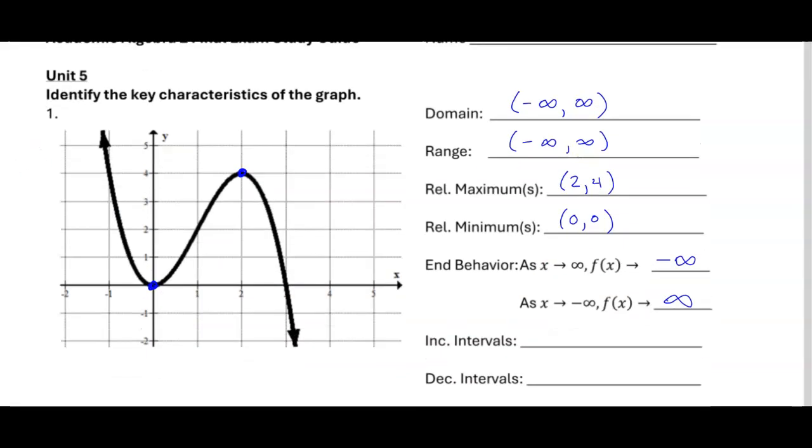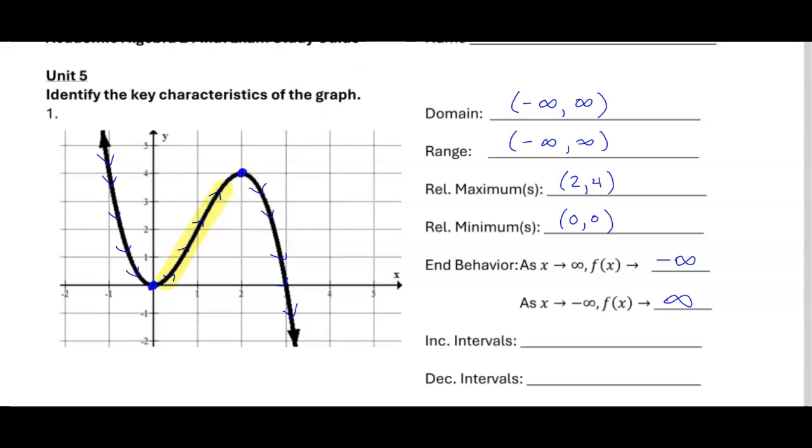Okay, increasing intervals. So when we're doing these intervals, let's get our trend markers on. We're moving left to right, so we're moving downward until we get to this turning point, and then we're going back upward. And then we turn around again and go back downward. Right? So the increasing intervals would be this section right in here where the graph is trending up.